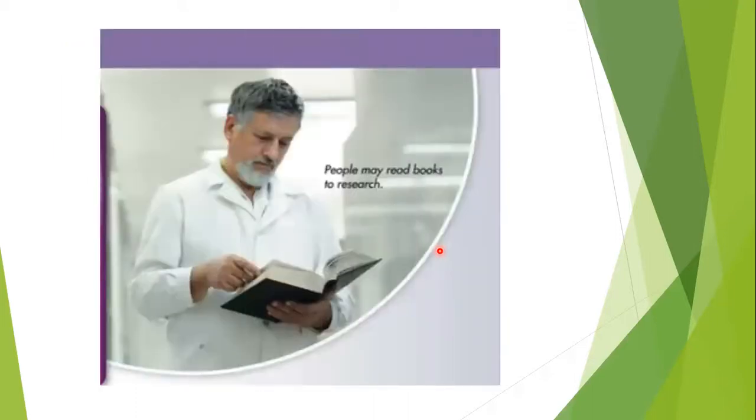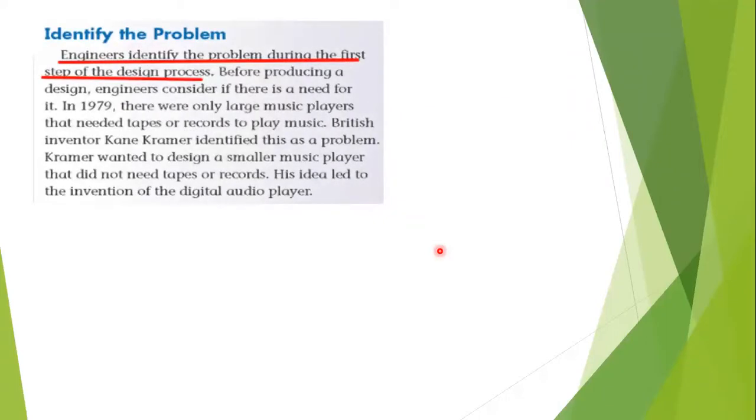Look at this picture here. This scientist read the book to research. The first step we will study today: identify the problem. Engineers identify the problem during the first step of the design process. You have to know what the problem is. Before producing a design, engineers consider if there is a need for it.